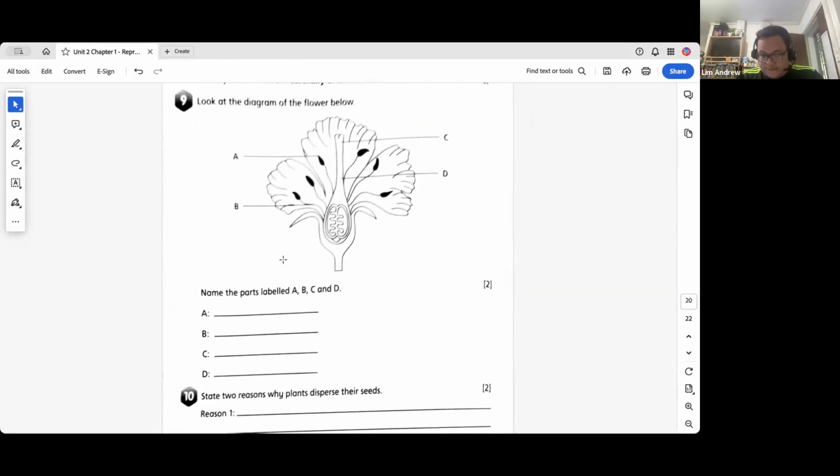Now, let's carry on. Can I have a volunteer, please? Look at the diagram of the flower below, A, B, C, D. So name the parts of the flower.